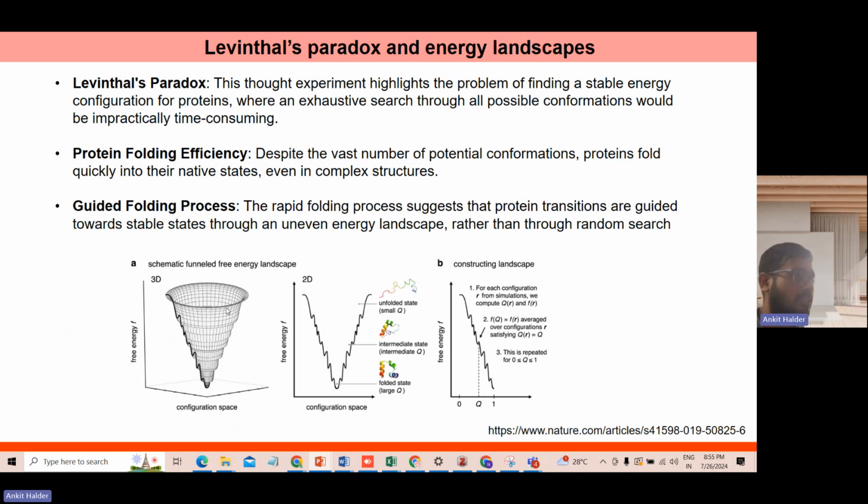So this is basically to understand that if you try to find the possible states, the search should be guided towards the favorable ones and should not be too random. Otherwise, it will be a paradox, and it will not be possible to find a stable energy configuration. So for each configuration, we compute Q and F, then average and repeat.